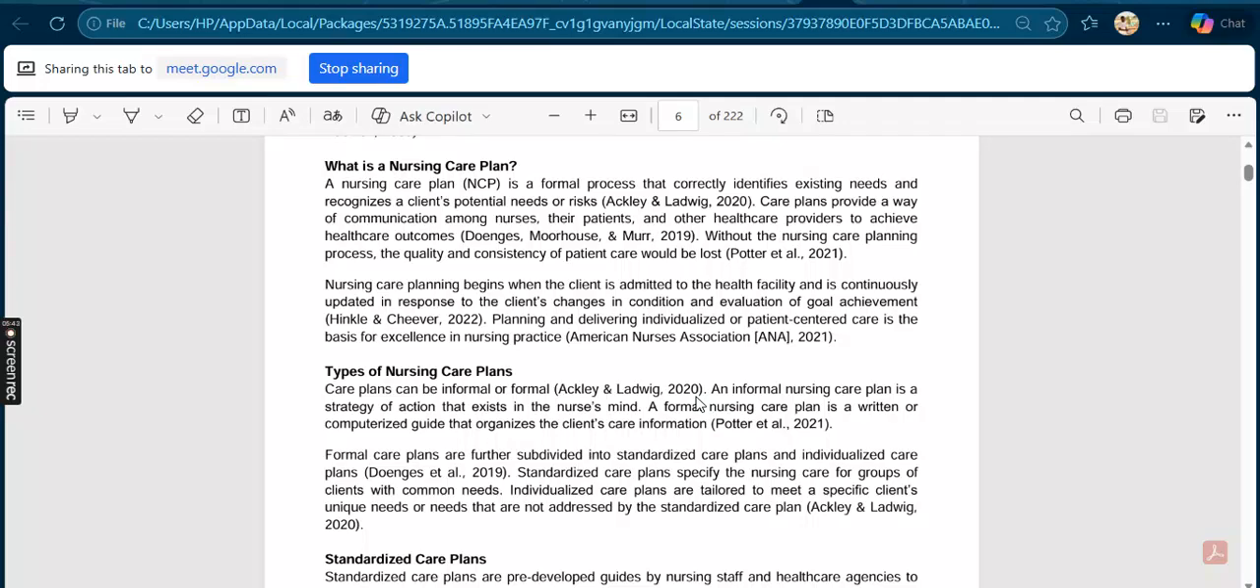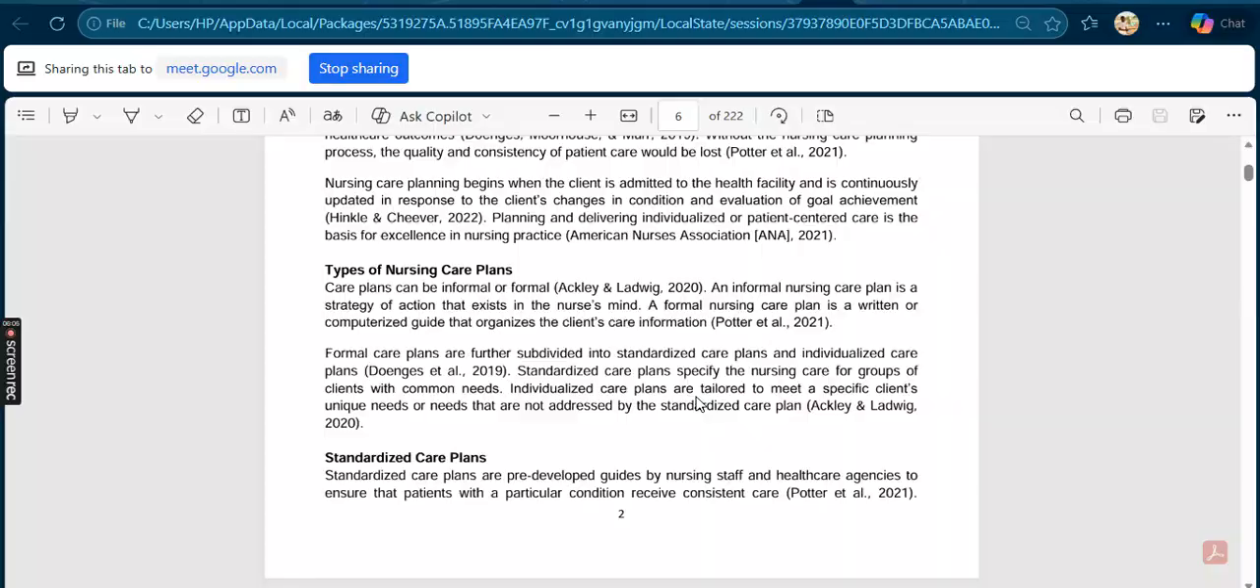Nursing care plan begins when the client is admitted to the health facility and is continuously updated in response to the client's changes in condition and evaluation of goal achievement. Planning and delivering individualized or patient-centered care is the basis of excellence in nursing practices. Now let me tell you this.